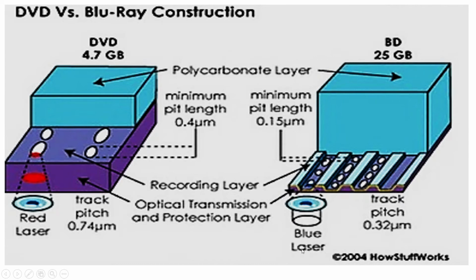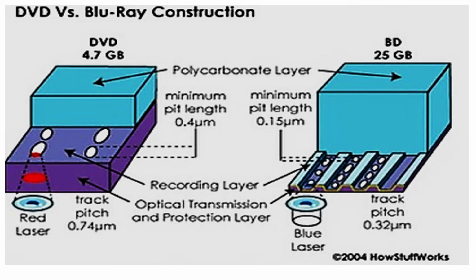You are using a blue laser to record the data. The blue laser has a 405 nanometer wavelength. The track pitch, the distance between two tracks, is 0.32 micrometer, so the distance is decreased here compared to the previous one. So there are three major differences you can see: the pit length, the laser they have used, and the track pitch. So the recording capacity, or storage capacity, will be more than the DVDs.